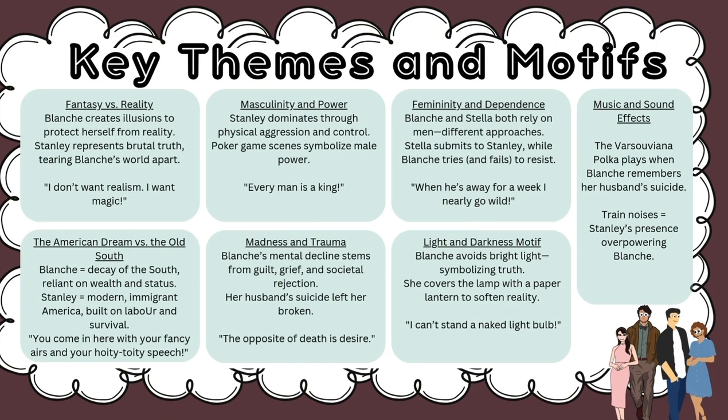So let's look at key themes and motifs. We have fantasy and reality. Blanche creates illusions to protect herself from reality. Stanley represents brutal truth, tearing Blanche's world apart. She says, "I don't want realism, I want magic."